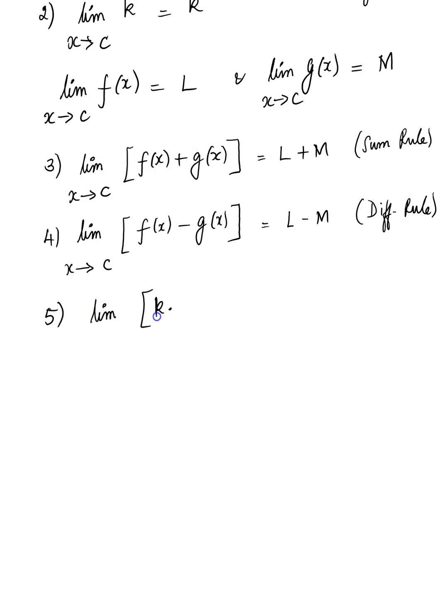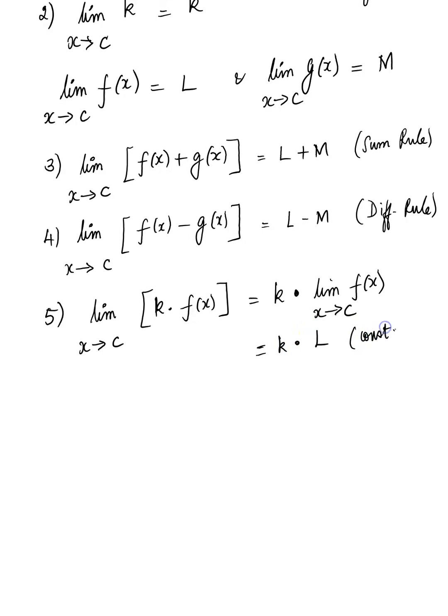Limit of k times some constant times f of x as x approaches c will be, that constant is not going to be affected because there is no x in it to change it, right? So it's as if the k was unaffected, and it's as if you pulled it out. So you just had limit f of x as x approaches c, which is going to be k times L, kL, right? This is called the constant multiple rule.